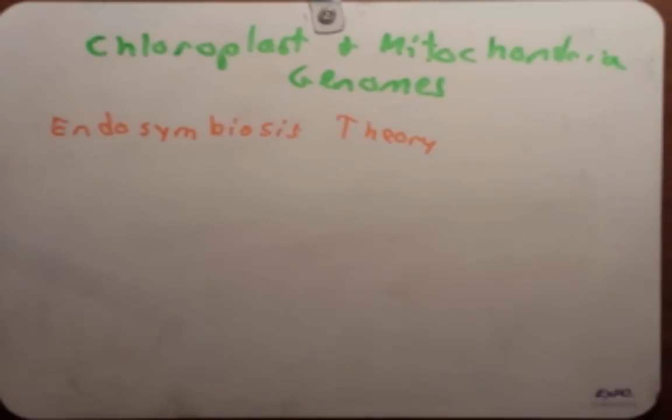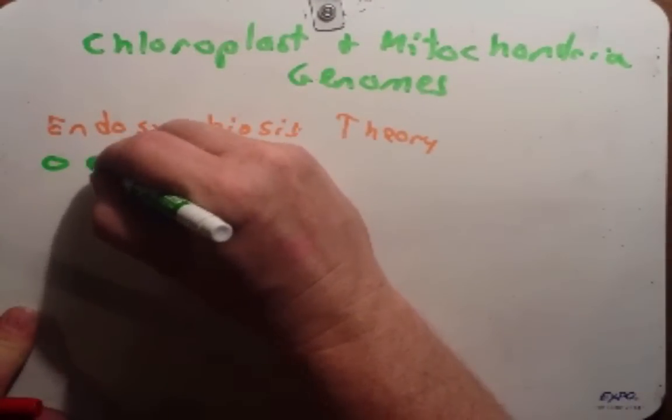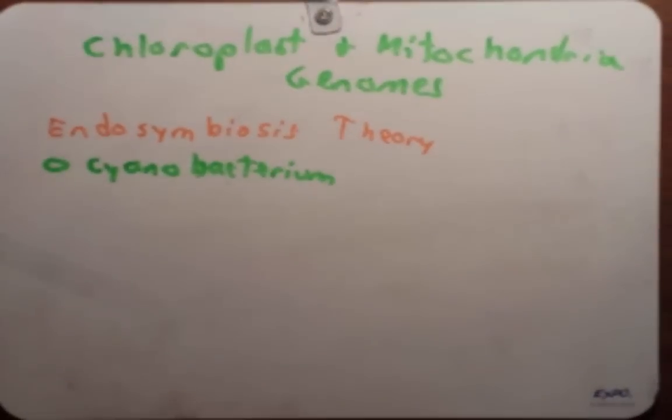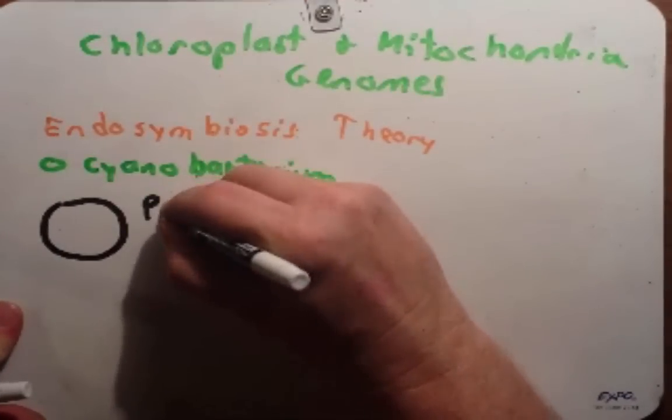Alright, I think it's appropriate now, before we proceed, that we talk about the endosymbiosis theory. This is the theory that explains how eukaryotic cells were able to establish a chloroplast and a mitochondrion in their cells. We'll talk about the chloroplast first. We believe, with considerable evidence, that there was a cyanobacteria that could undergo photosynthesis. And then there was this primordial eukaryotic cell.